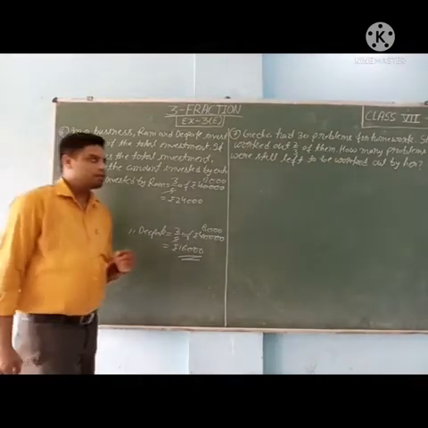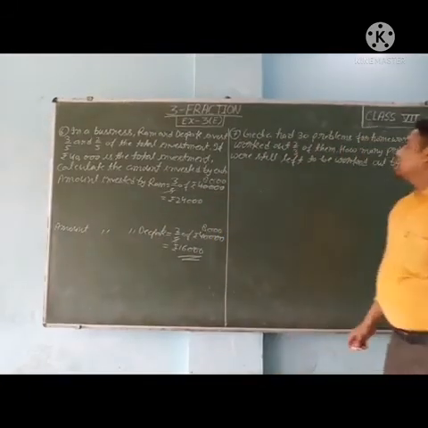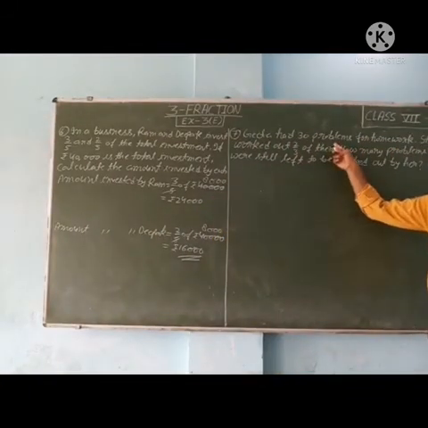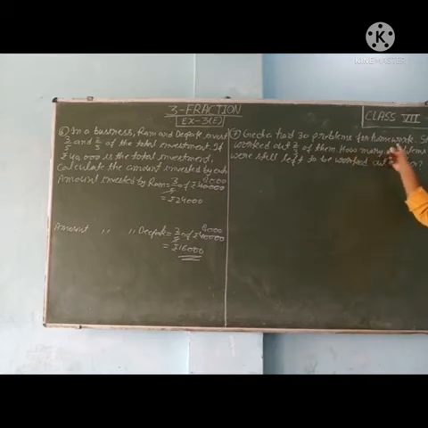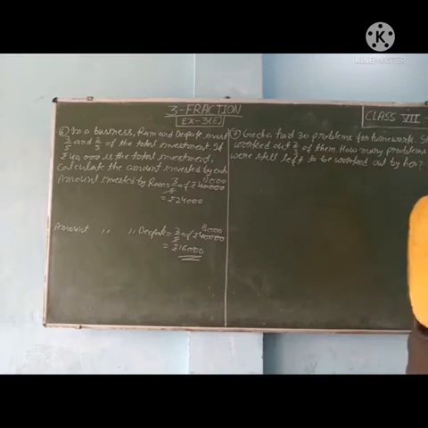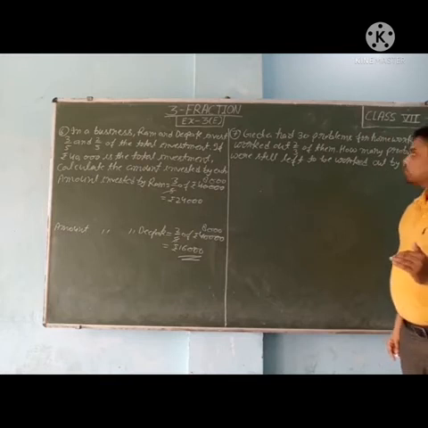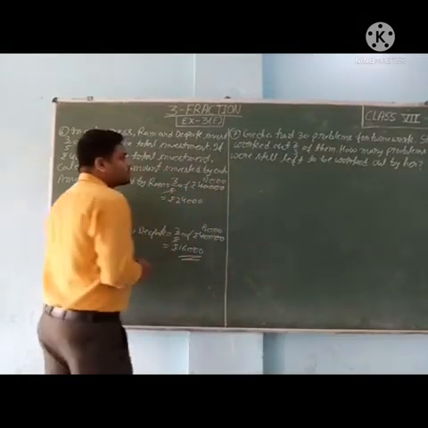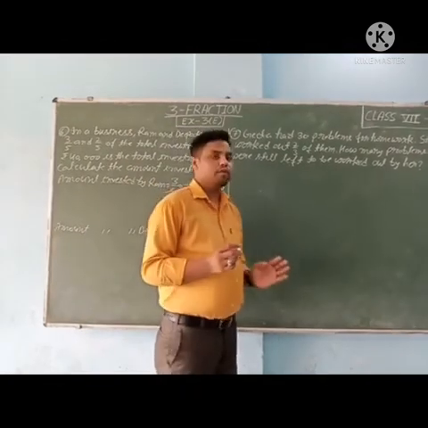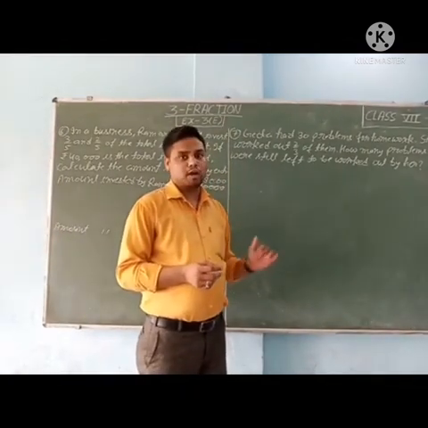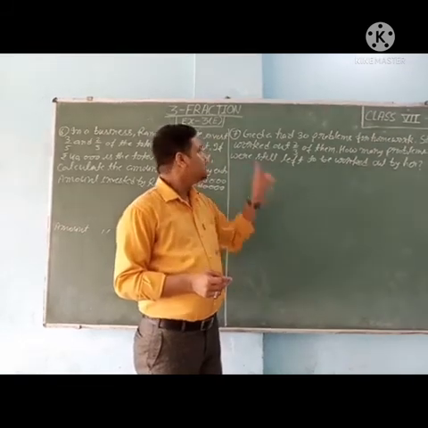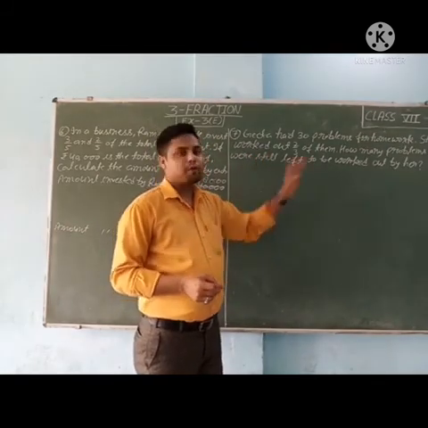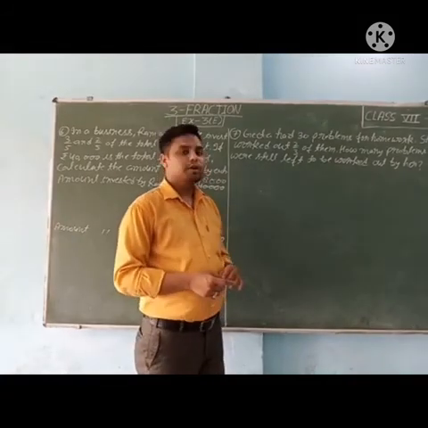So now come to the seventh sum, that is Geeta had 30 problems. For homework, she worked out 2/3 of them. Means 2/3 of 30 problems are solved. How many problems were still left to be worked out by her? So total problems are 30. 2/3 of them solved. So how many are left to work out? So 30 minus the number of solved problems. It means 2/3 of 30.